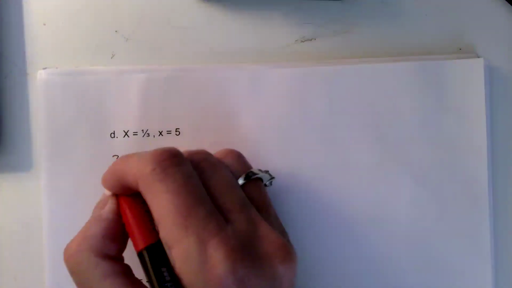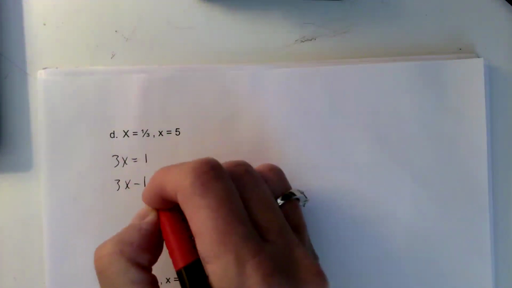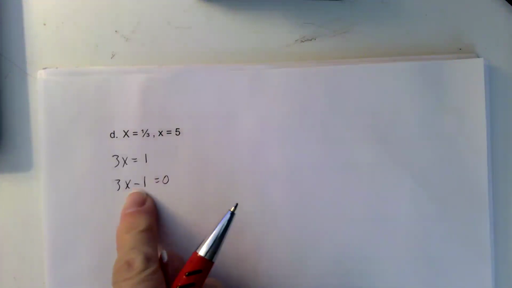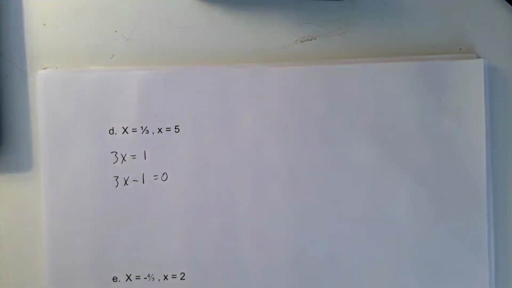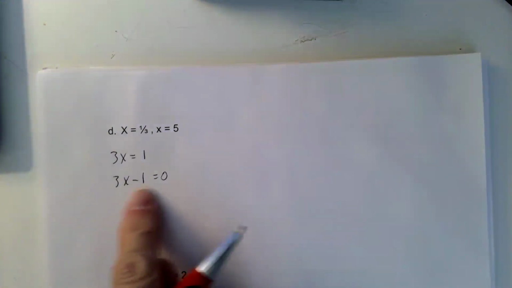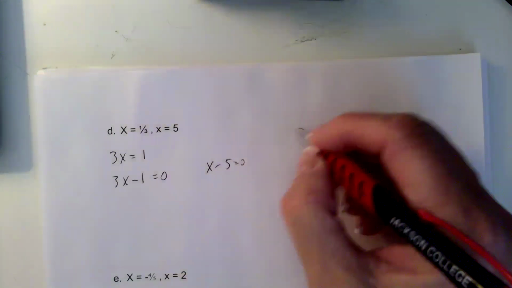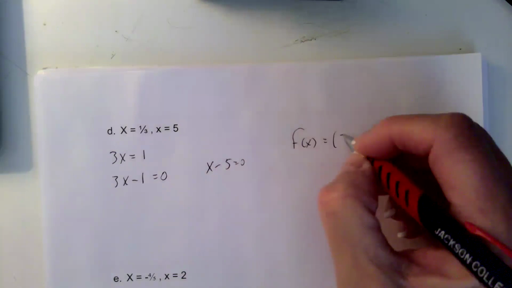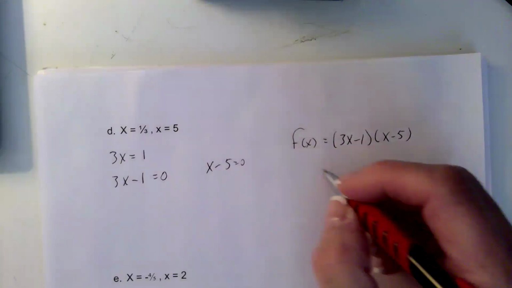These are fun because these are a little bit trickier. So we could say we're going to subtract 1/3 from both sides, but I'm going to multiply by 3. So it's 3x equals 1. And then subtracting 1, we actually have 3x minus 1 equals 0. We don't want to have any fractions. That's the key: we want to create factors that have no fractions in them. And then we have x minus 5 equals 0. So this function has a factor of 3x minus 1 and x minus 5.